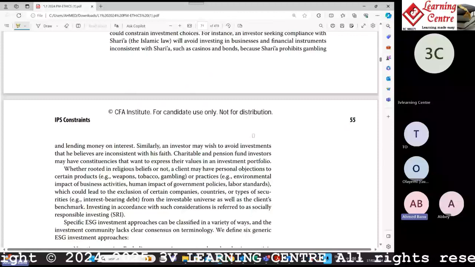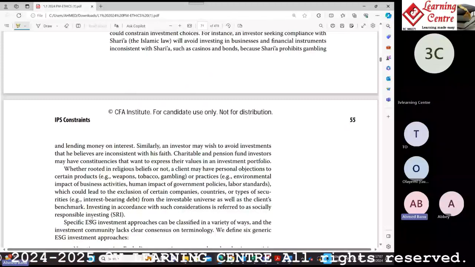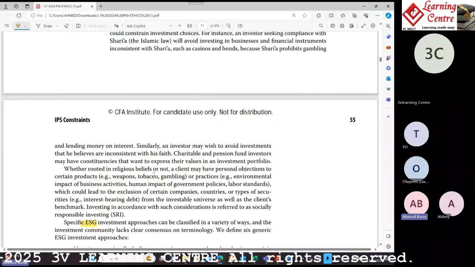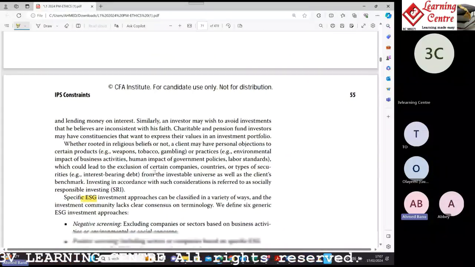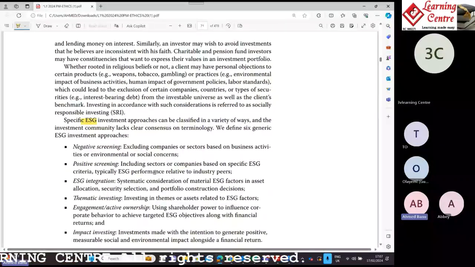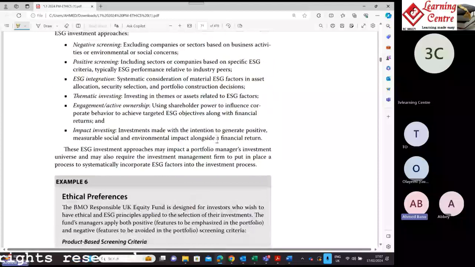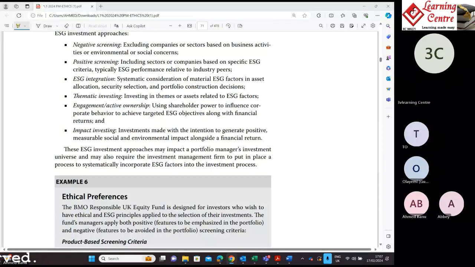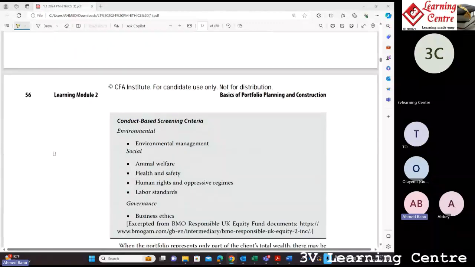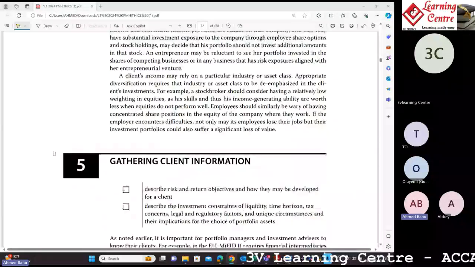Another one is ESG. You must have heard of ESG, environmental, social and governance investing, where some companies do some sort of screen to be able to identify the kind of companies that are ESG compliant. So that's another unique circumstance. Okay, so that's that on our constraints.